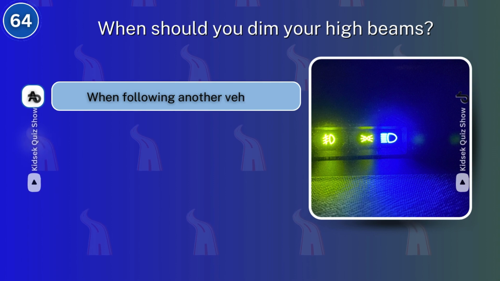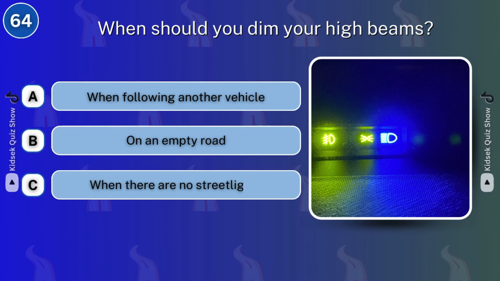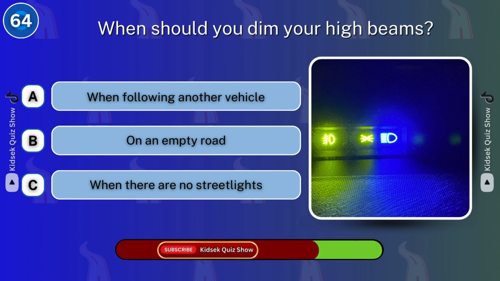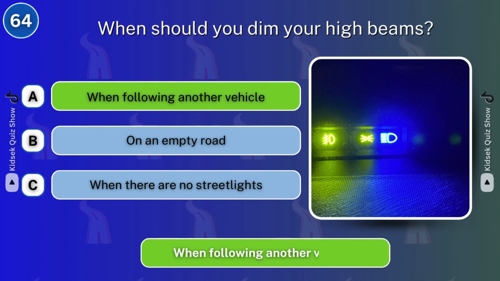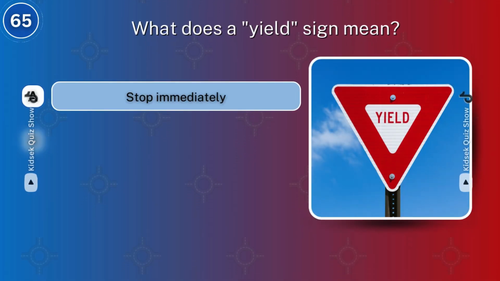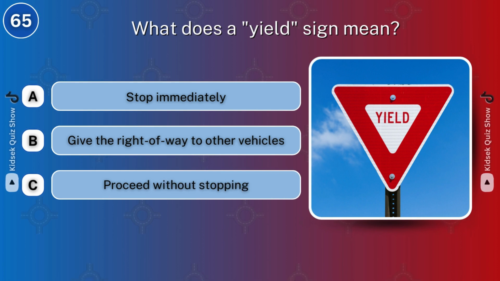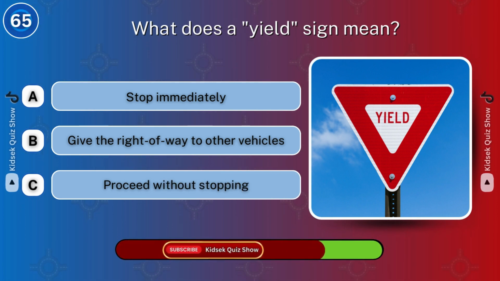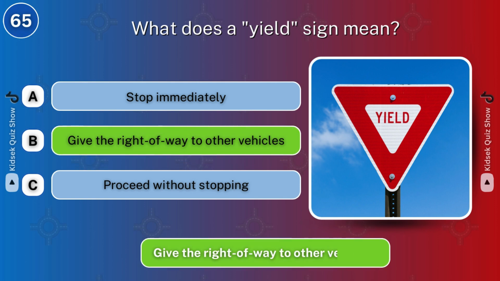When should you dim your high beams? When following another vehicle. What does a yield sign mean? Give the right of way to other vehicles.